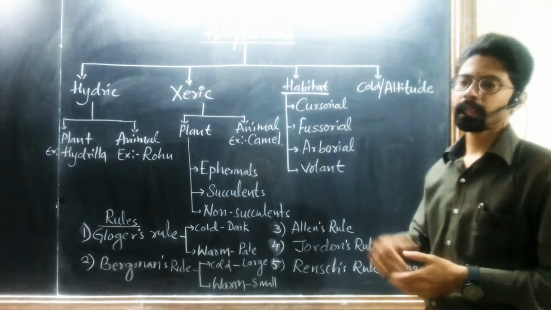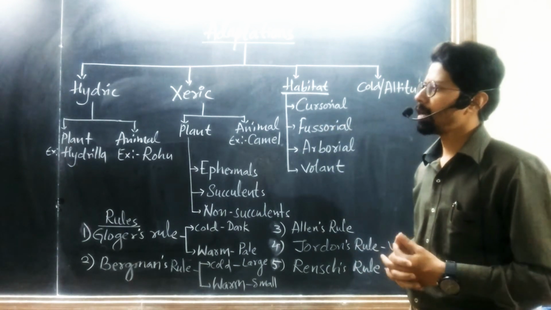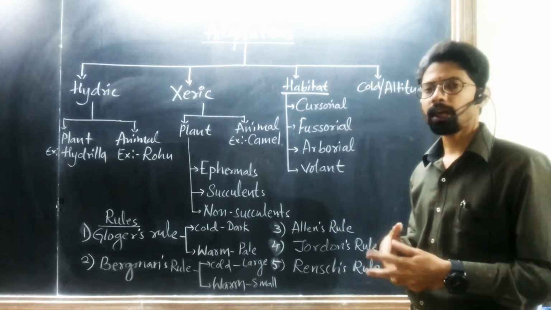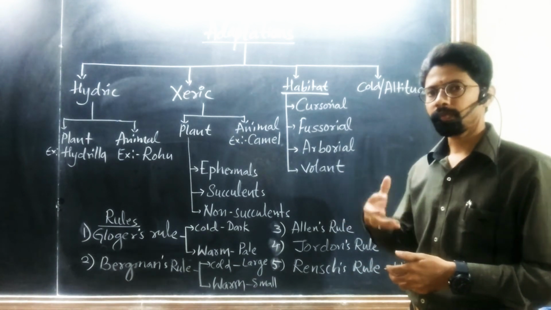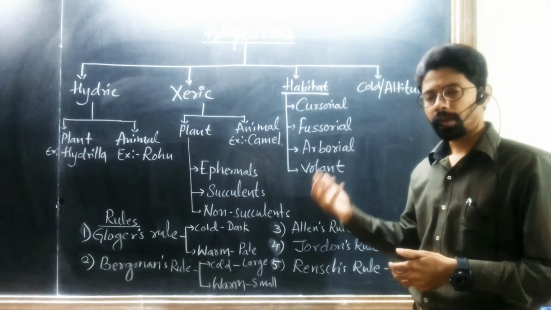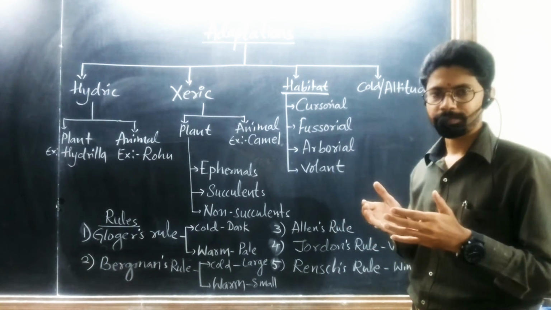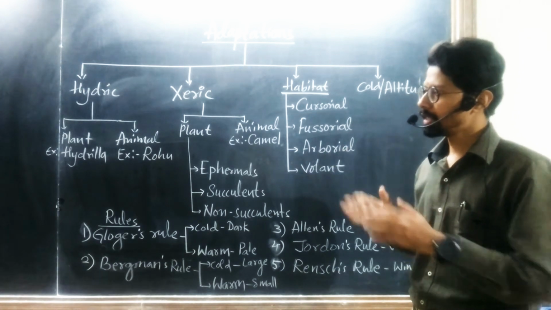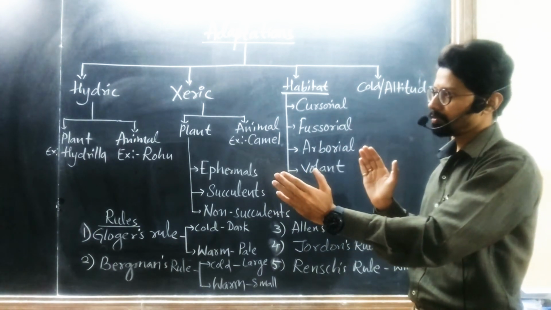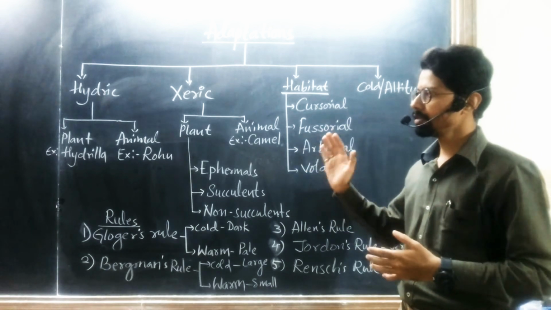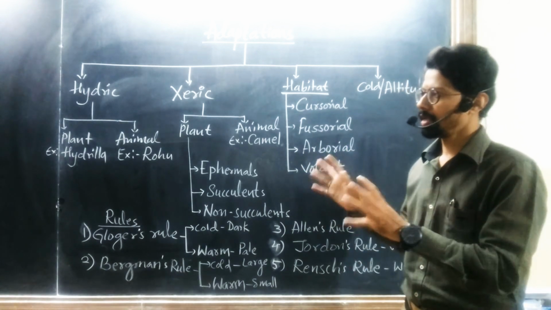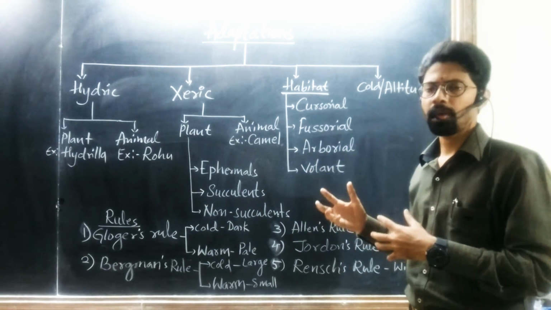So, starting with hydric adaptations. What do we mean by hydric adaptations? Hydric adaptations are the morphological, anatomical and behavioral adaptations of an organism with respect to water. Here we can subdivide hydric adaptation into two categories, plants and animals, so that we can take an example and describe them.